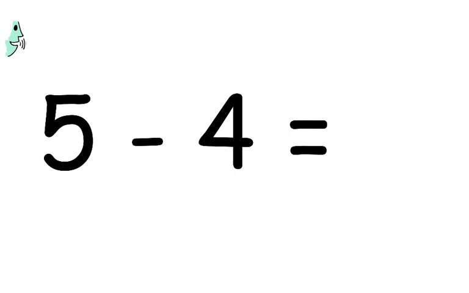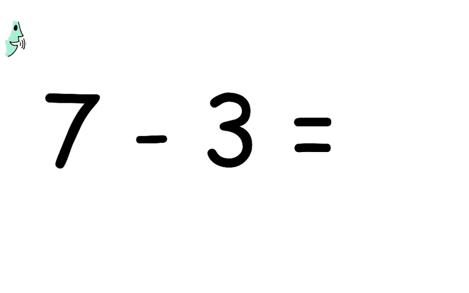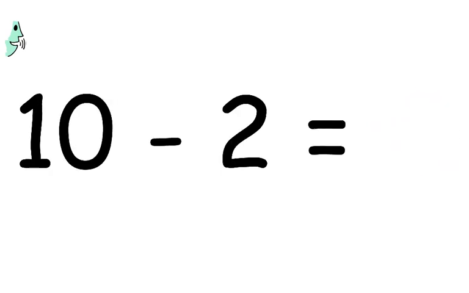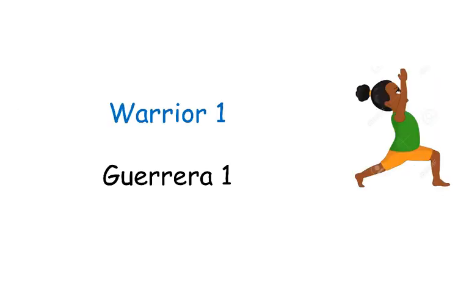5 minus 4 equals 1. 7 minus 3 equals 4. 11 minus 1 equals 10. 10 minus 2 equals 8. Warrior 1.